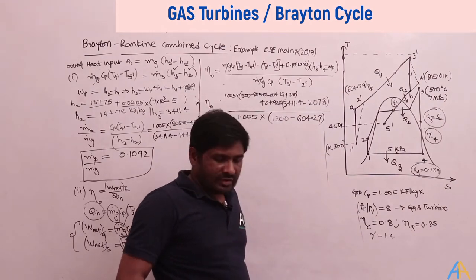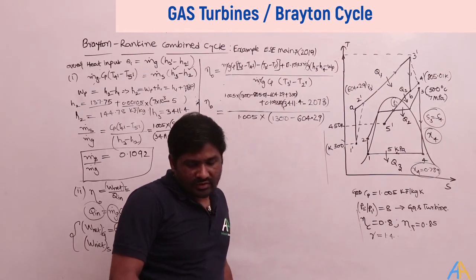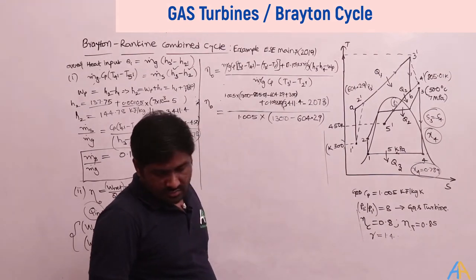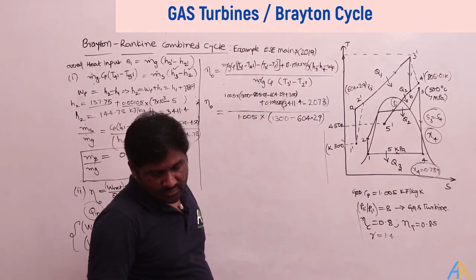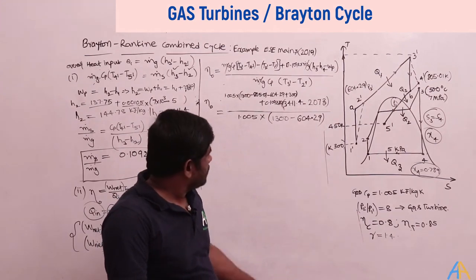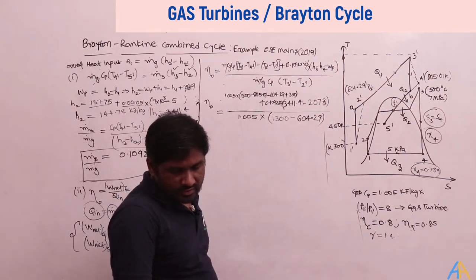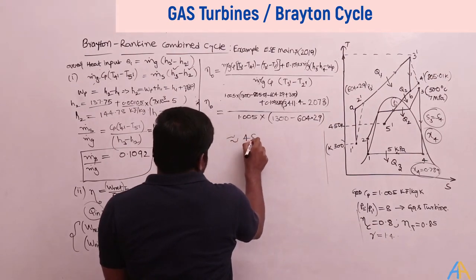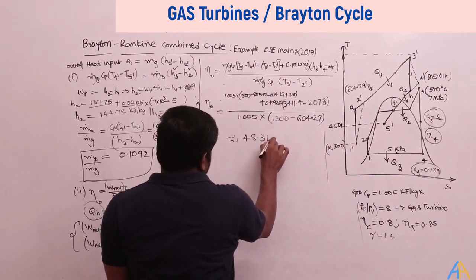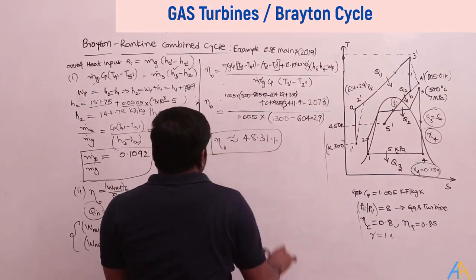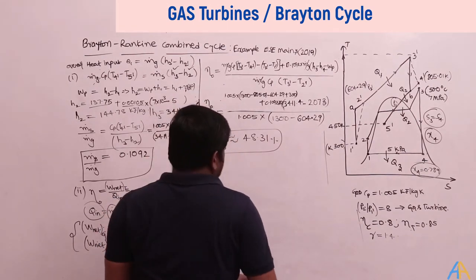So after simplification, what is the value you will get? Tell me. So here, 48.31% approximately. 48.31%. So this is the overall efficiency. See, this much big problem we got.